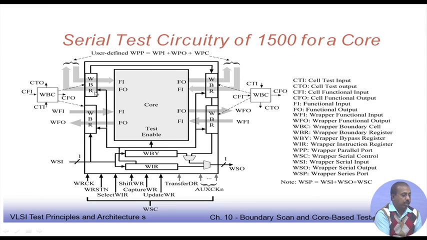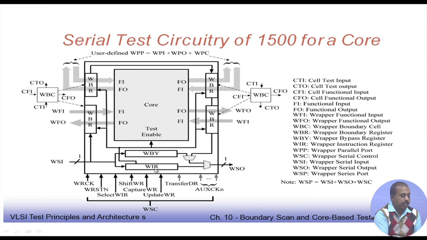So, this WBR part is similar to the boundary scan register, except that it also has this parallel input, which comes from the functional input. Similarly, we have the bypass register, which is the same as the boundary scan bypass register that we had. If this wrapper bypass register is activated, then the serial input goes to the WBY bypass, which can be selected through this multiplexer so that it goes to WSO. So, WSI can go to WSO in one cycle. That is the bypass.